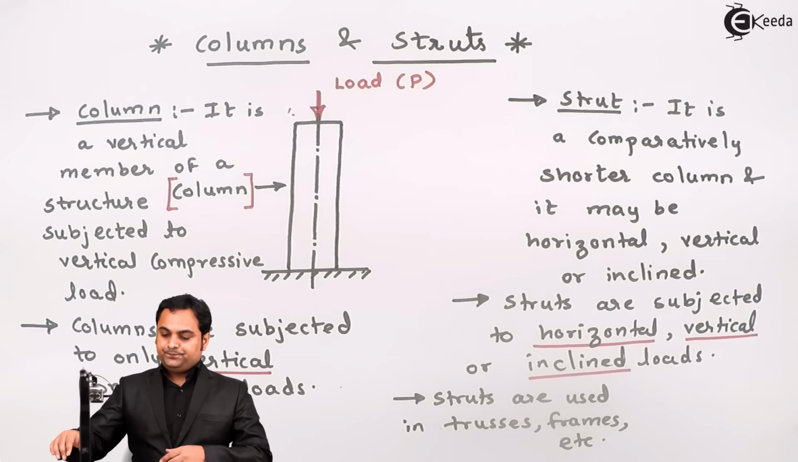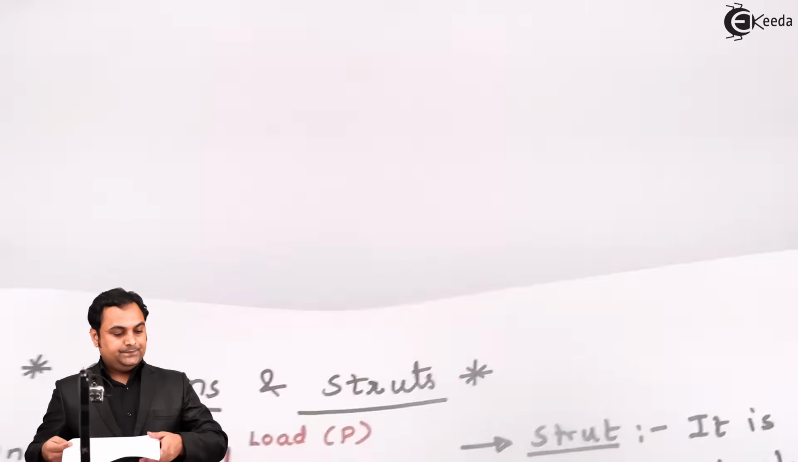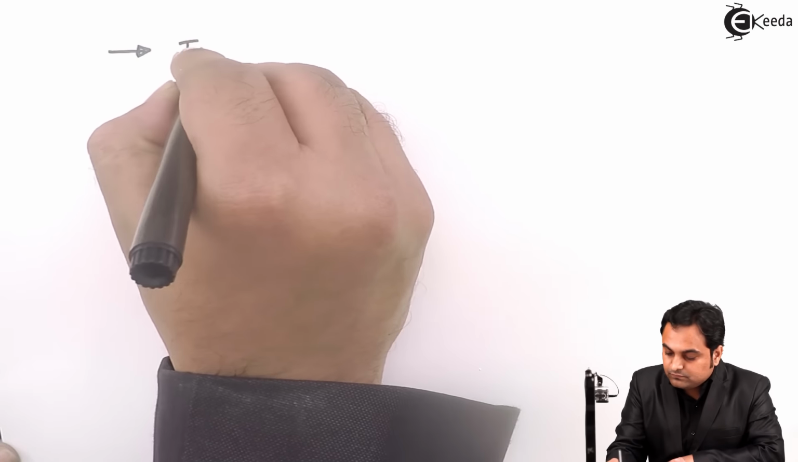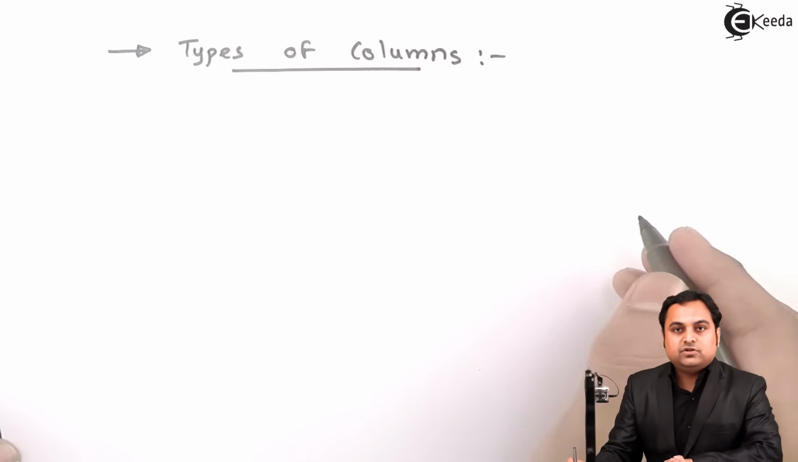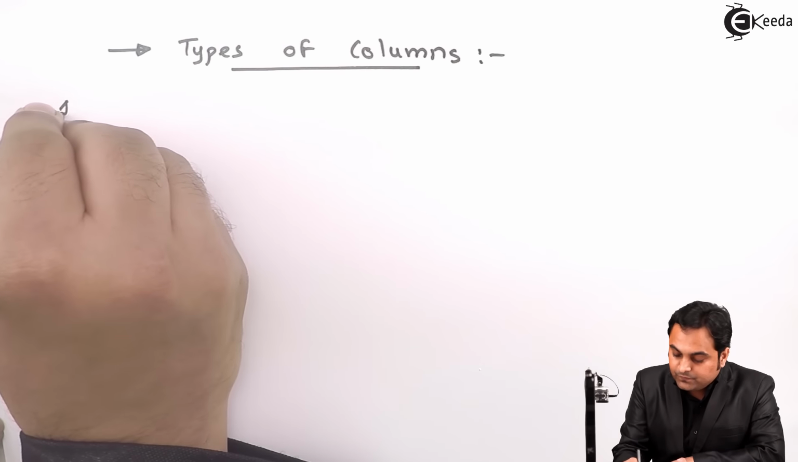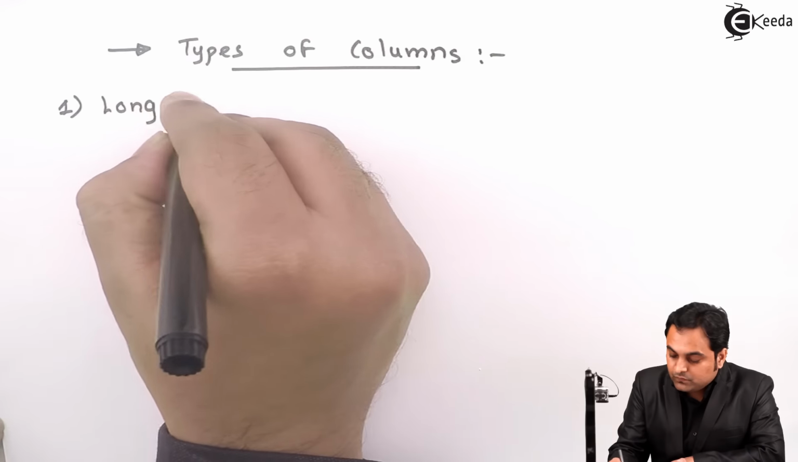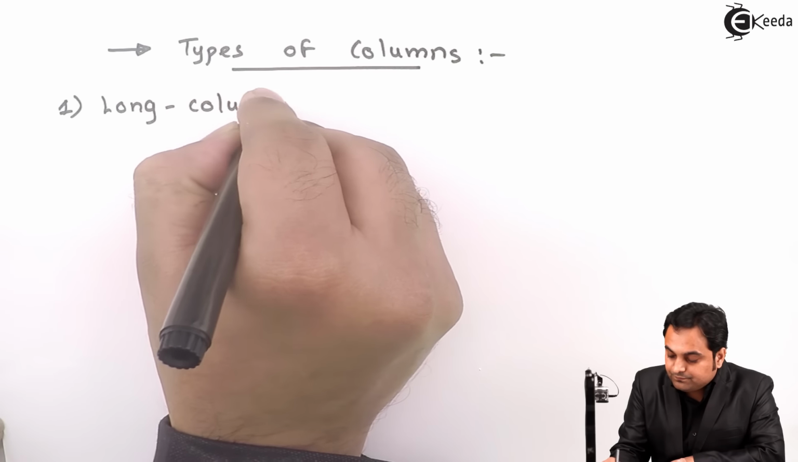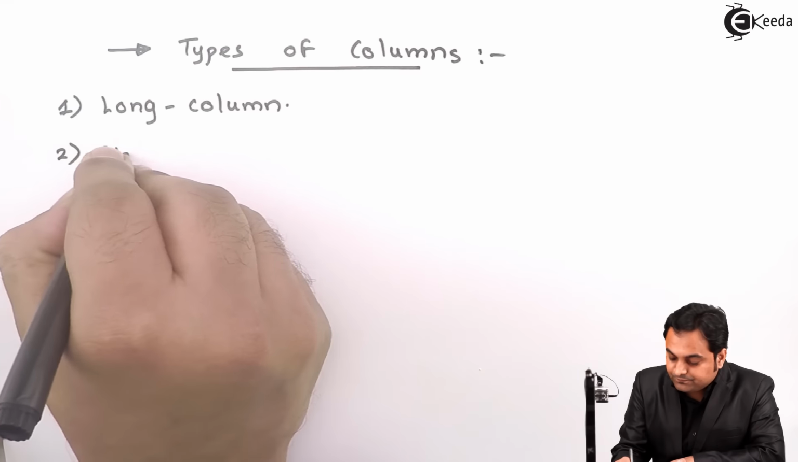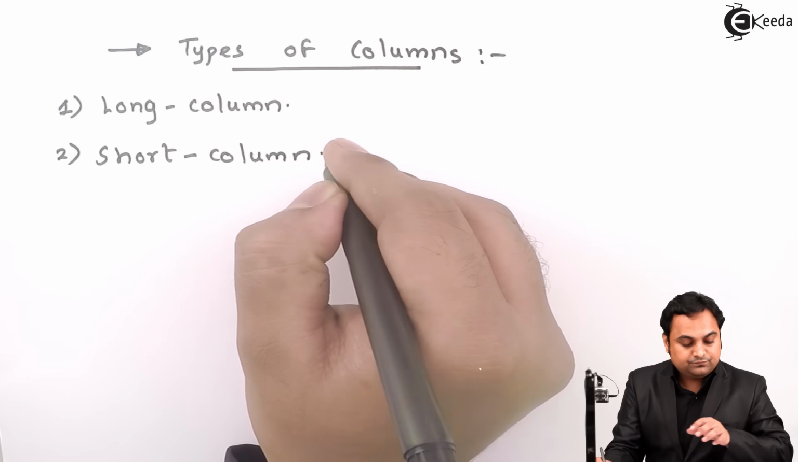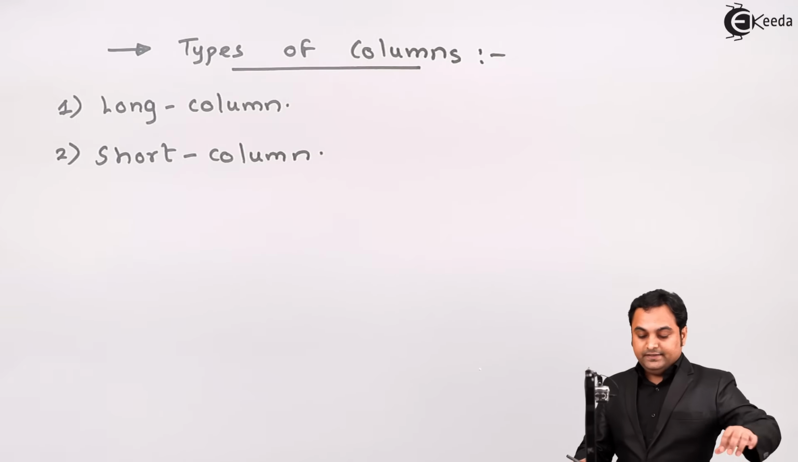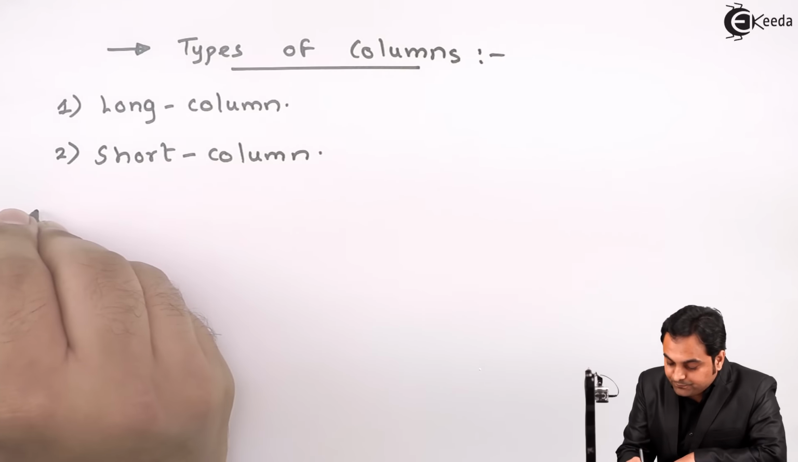Now after this, I can say that there are two types of columns basically. Types of columns. First is long column. Second, short column. Now I'll write down the definition for long column.